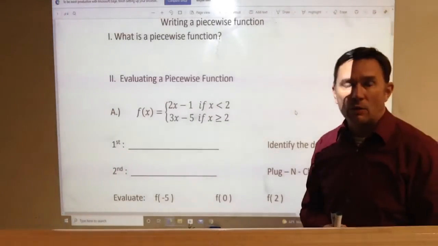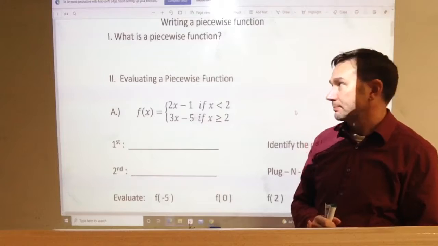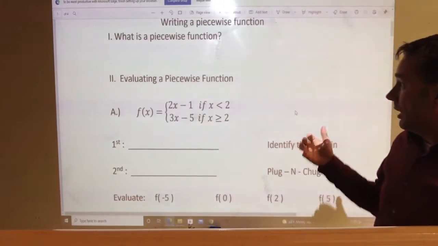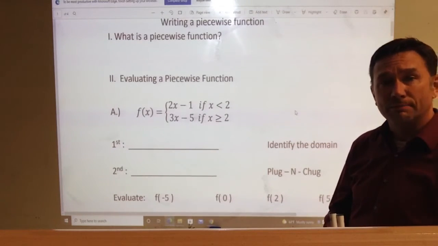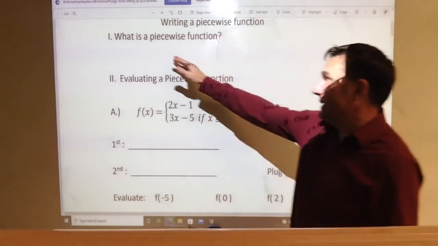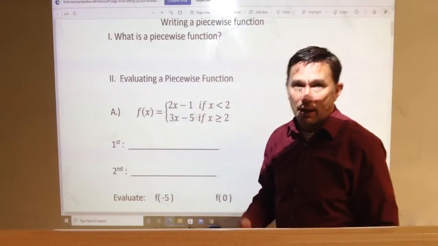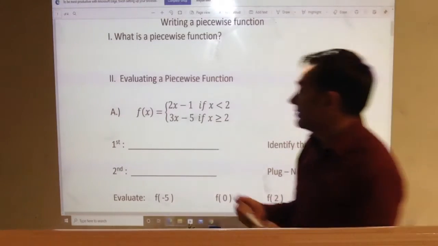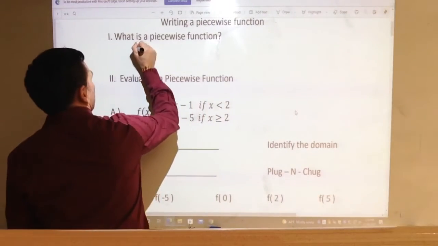Today we're going to be talking about piecewise functions and how we graph these, how we evaluate them. To start with, what is a piecewise function? It is a function that is made up of different pieces.